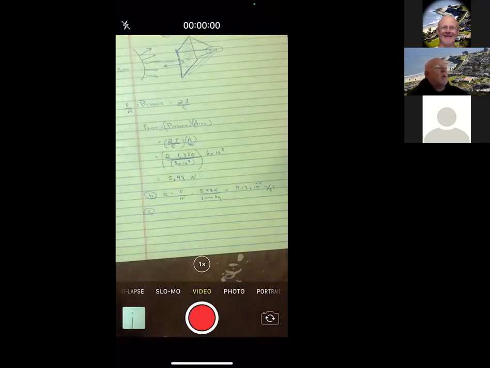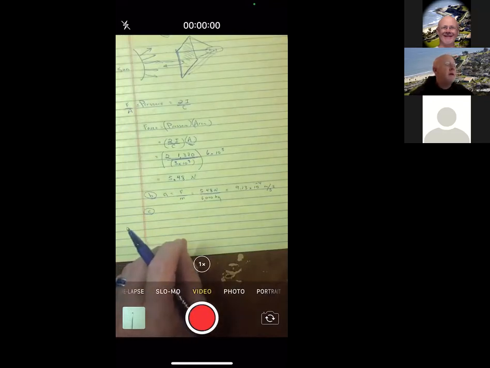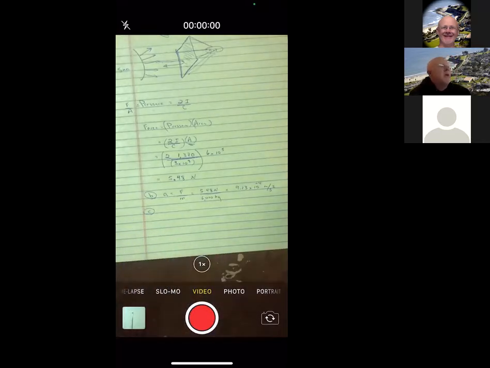But then it does say what time interval is required for the sail to reach, say, the moon, which is 3.84 times 10 to the 8th meters away. And then it says ignore gravitational effects, which is a whole other big picture.